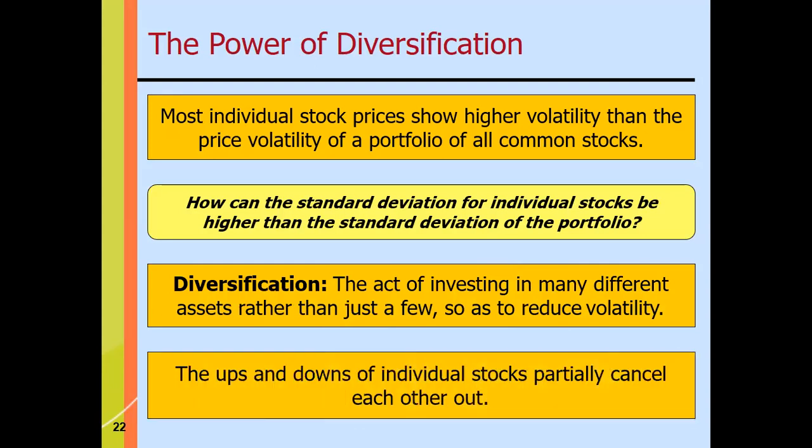And then the ups and downs of individual stocks can partially cancel the other. So it's possible that some groups of stocks would have losses, but the others have gains higher than the losses. So overall, we are still gaining along the way. So that's the power of diversification.